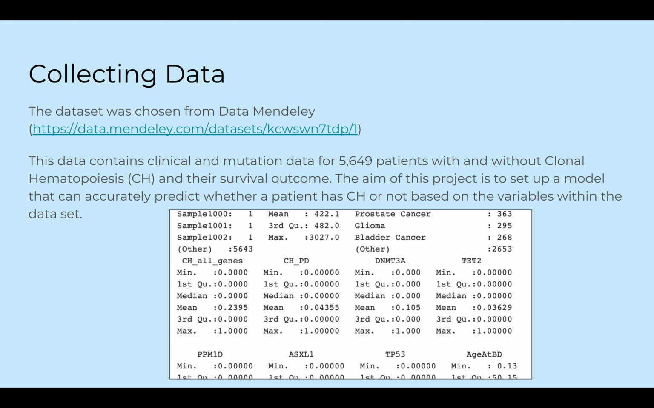I chose my data set from Data Mendeley. You can see the link there. This data contains clinical and mutation data for 5,649 patients with and without clonal hematopoiesis. And the aim of this project is to set up a model that can accurately predict whether a patient has clonal hematopoiesis or not based on the variables within the data set.